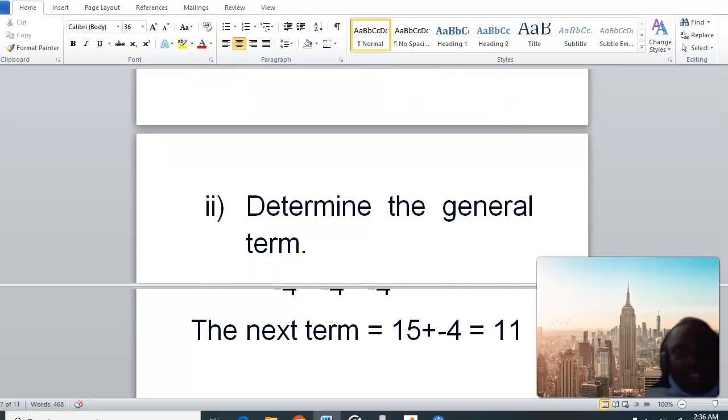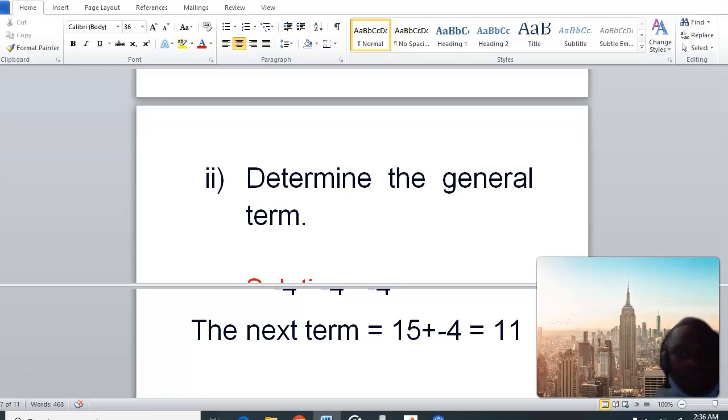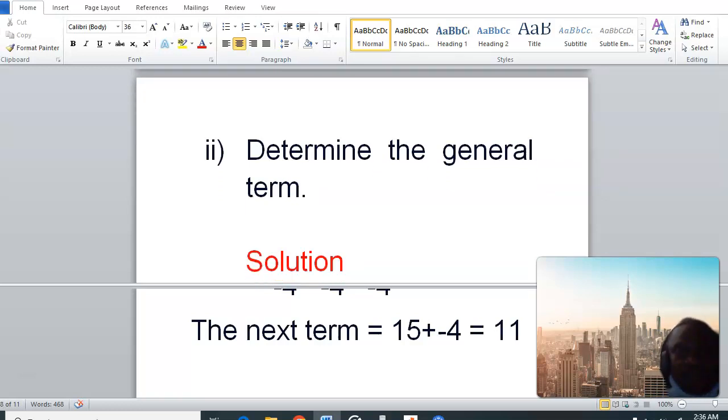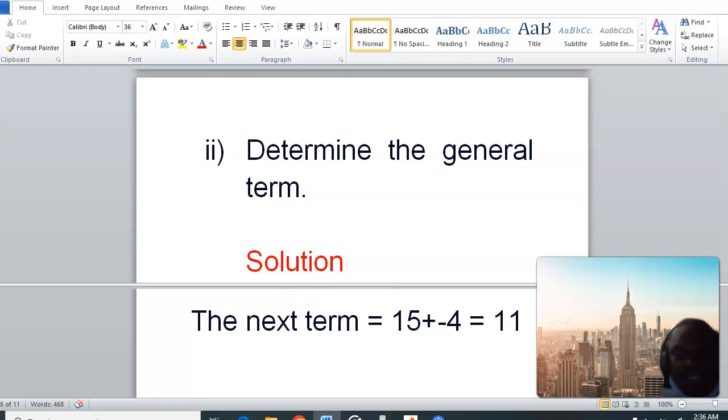Our next question says, determine the general term. You are familiar with this. I said sometimes instead of saying the nth term, we can say the general term, or determine the formula. All of them are the same. So how do you determine the general term?